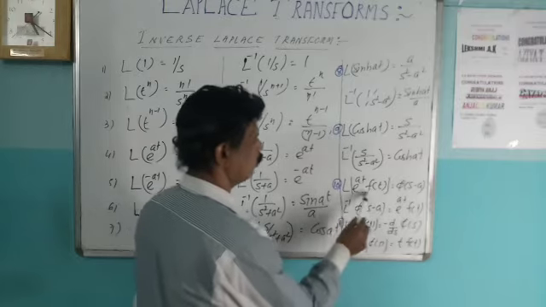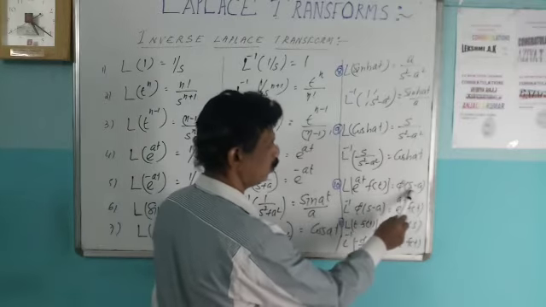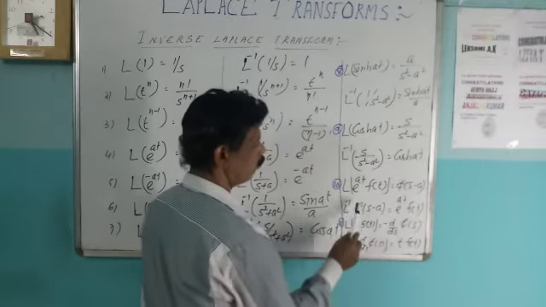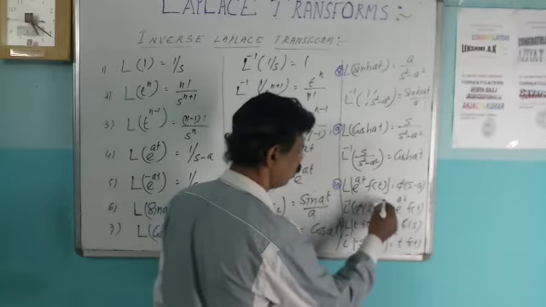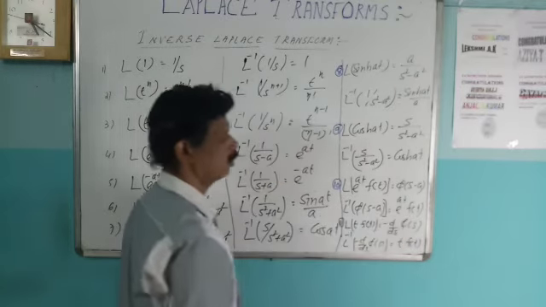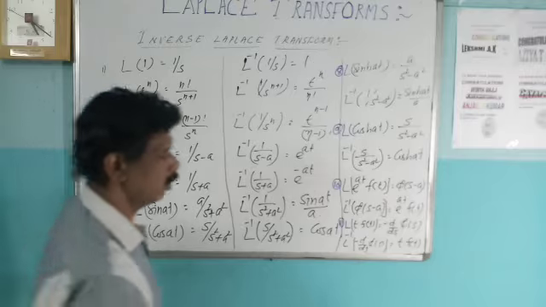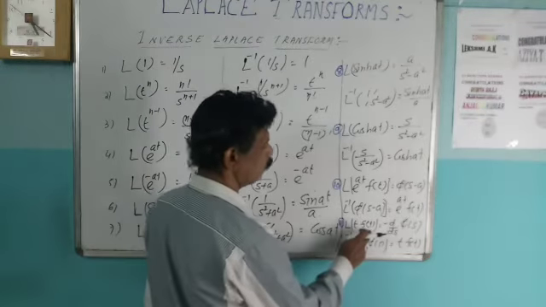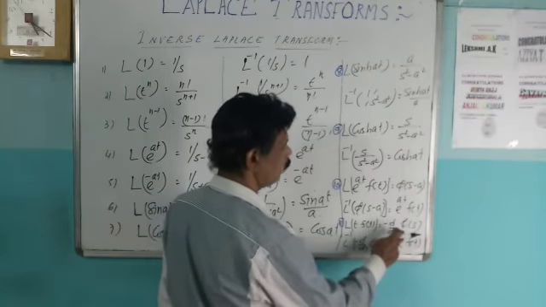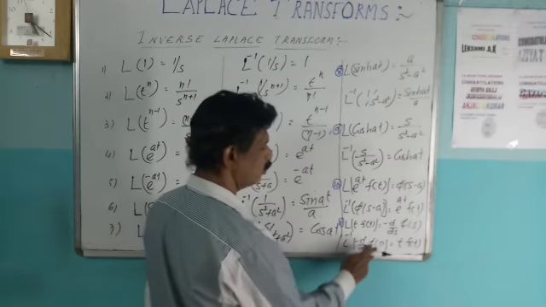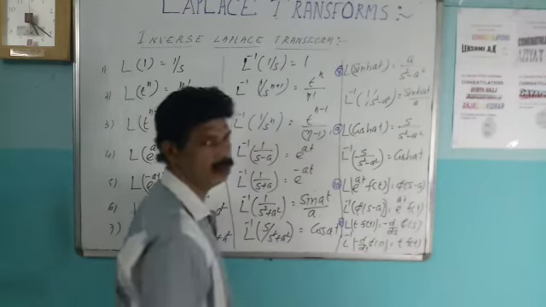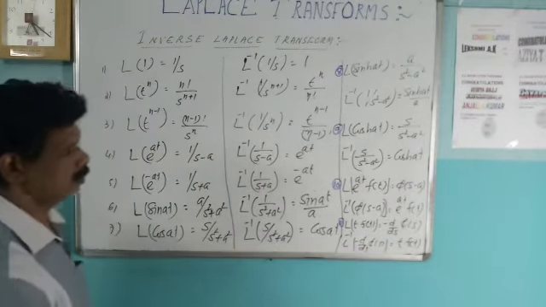Next, Laplace of e raised to at into f of t equal to phi of s minus a. Then Laplace inverse of phi of s minus a equal to e raised to at into f of t. Next, Laplace of t f of t equal to minus d by ds of phi of s. Then Laplace inverse of minus d by ds of phi of s equal to t f of t.